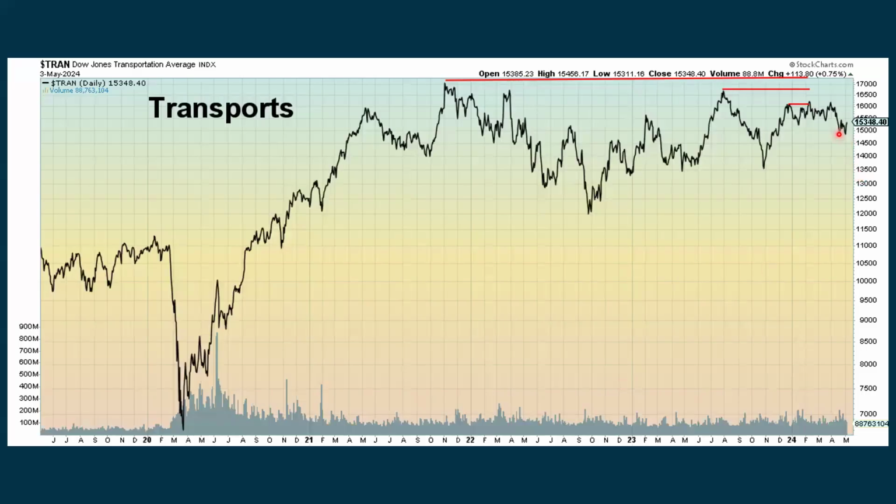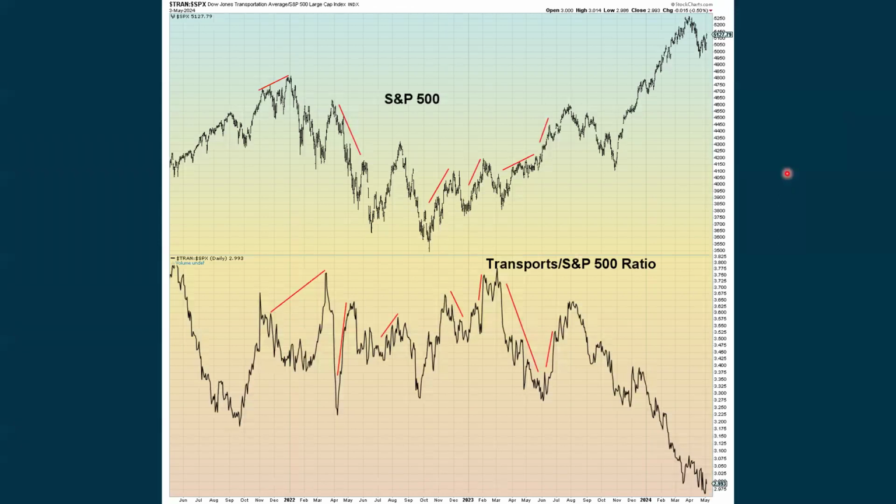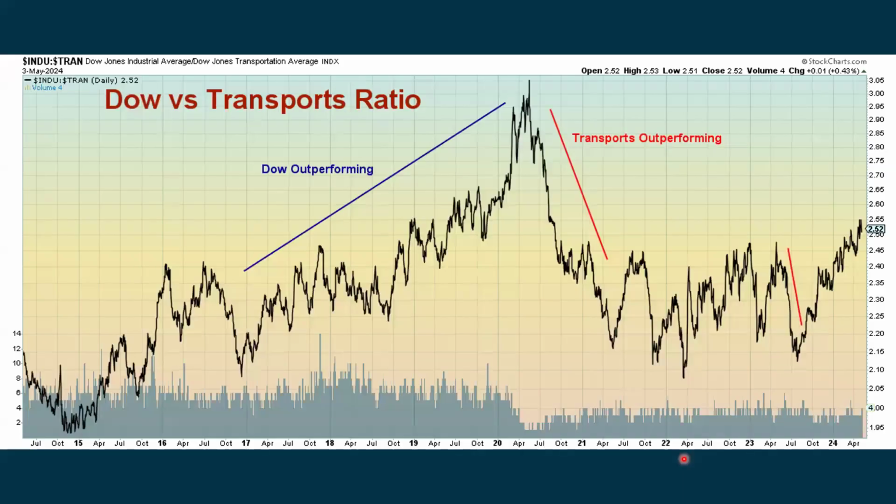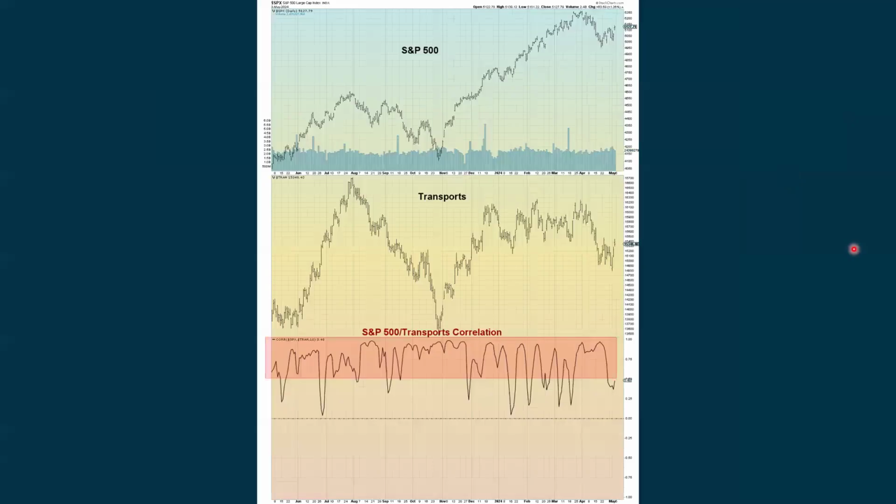Here are other transports. We're not even back to these previous highs that we've set. And they've really been languishing lately. We look at a ratio between the transports and S&P. When this is going down, that means that the transports are underperforming. We look at another ratio between the Dow and the transports. When this is going up, that means the Dow is outperforming. And then the relationship between the S&P and the transports, not really strong right now.